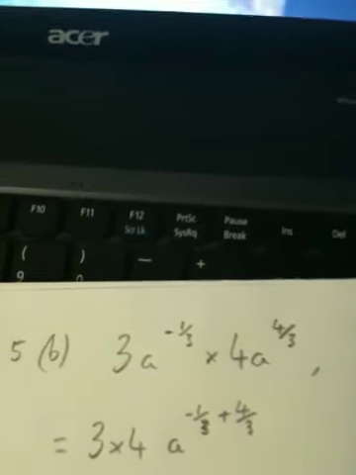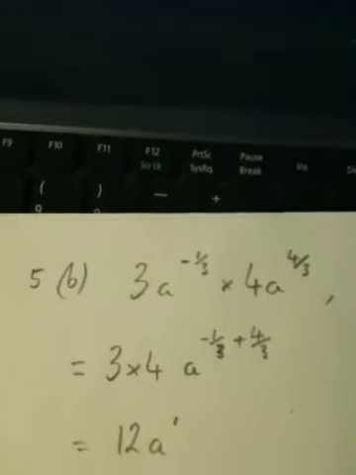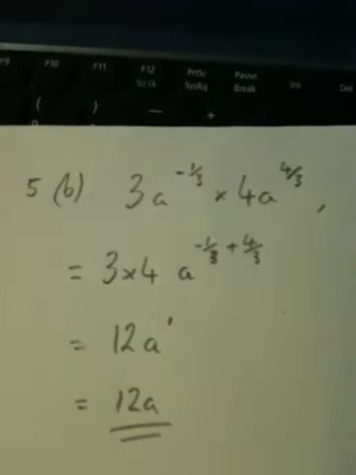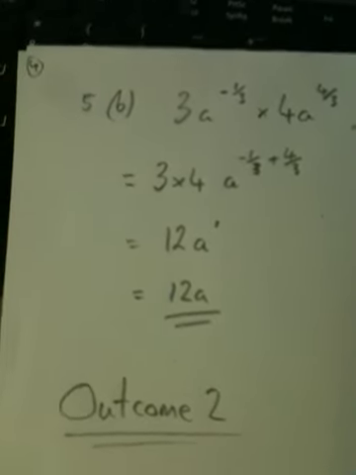which would be a to the negative 1/3 plus 4/3. So 3 4s are 12, that would be 12a to the 1, which is just 12a. Anything to the power 1 is just itself. And that is outcome 1 complete.